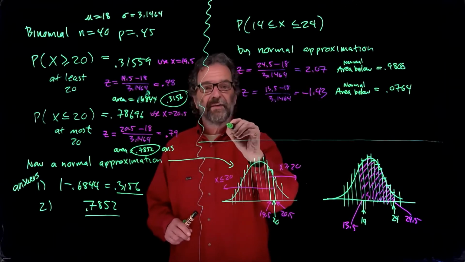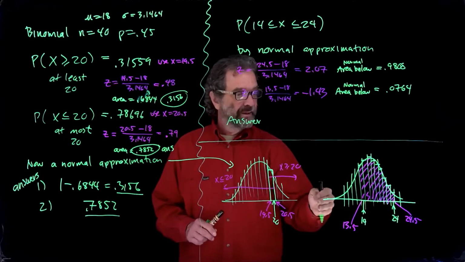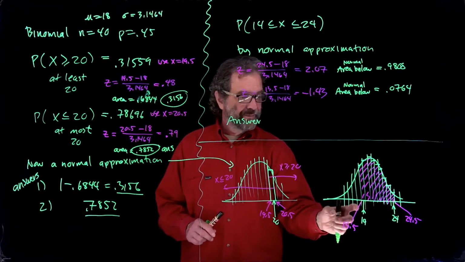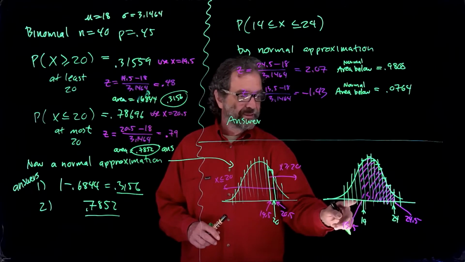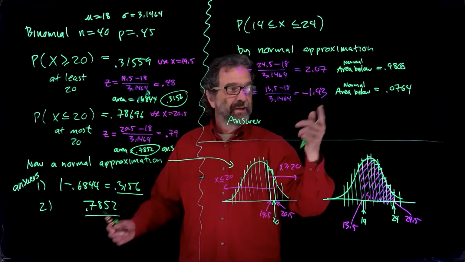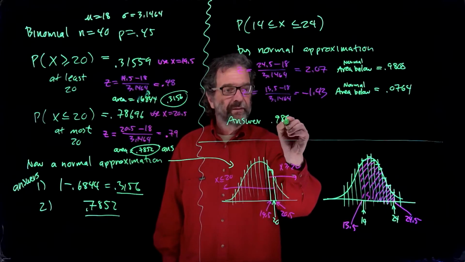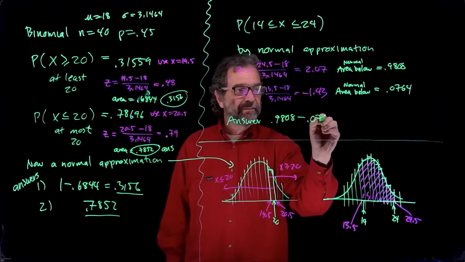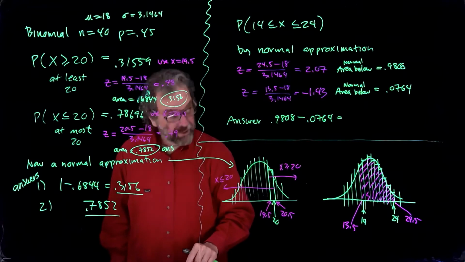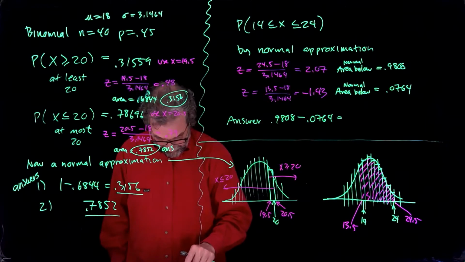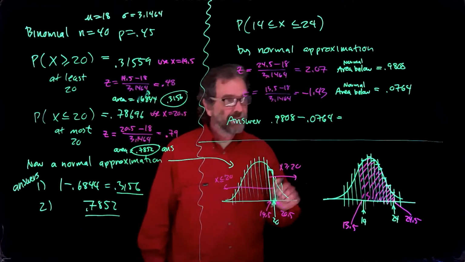So the answer we want is the big area minus the little area. So this is a little bit further over than I have it drawn, I guess. That looks like not even 1 standard deviation. So it's more like here. But that's okay. It's just a schematic. So 0.9808 minus 0.0764. 0.9044.